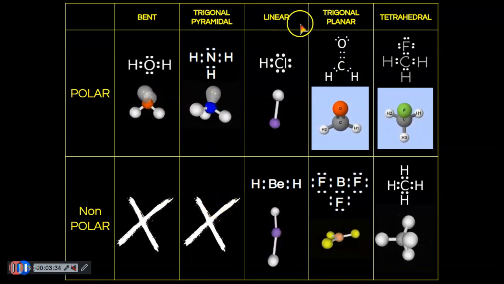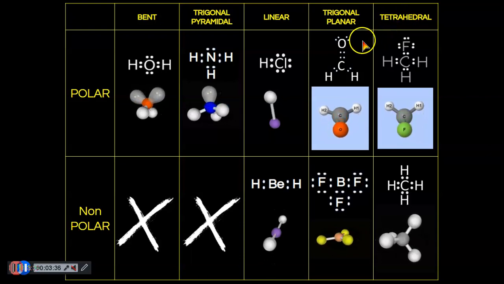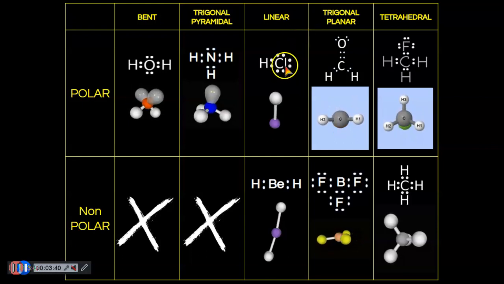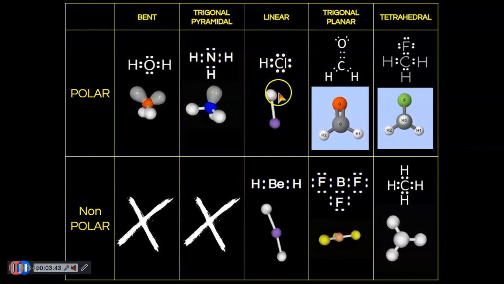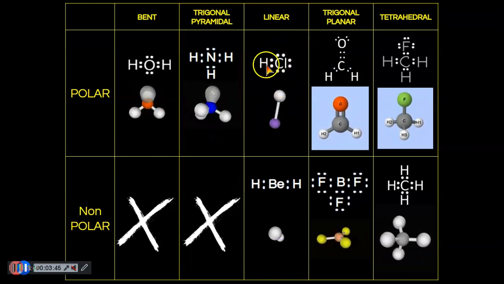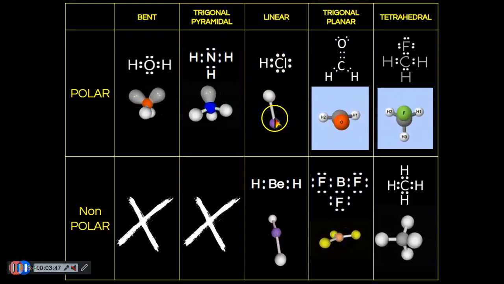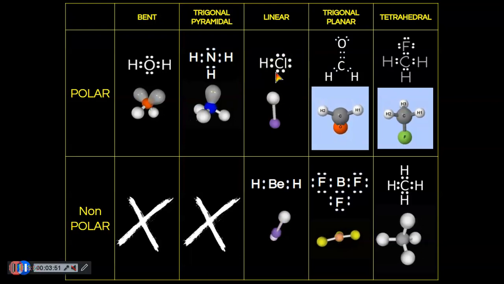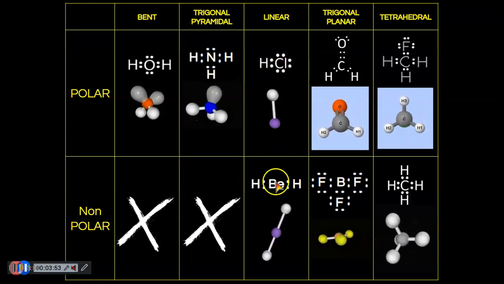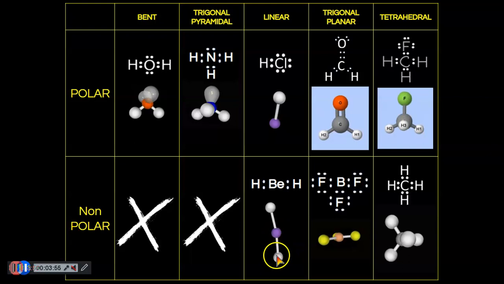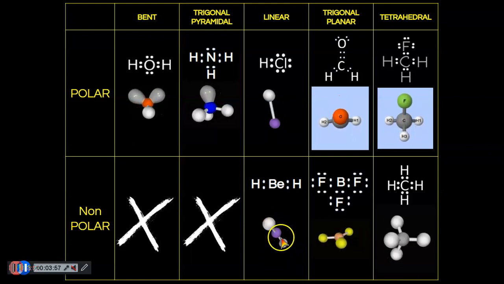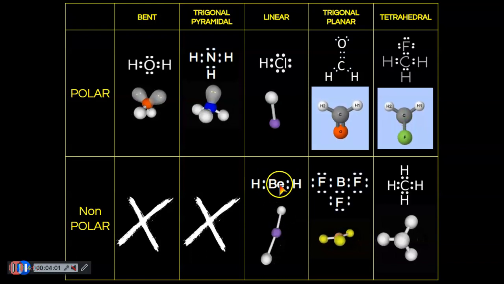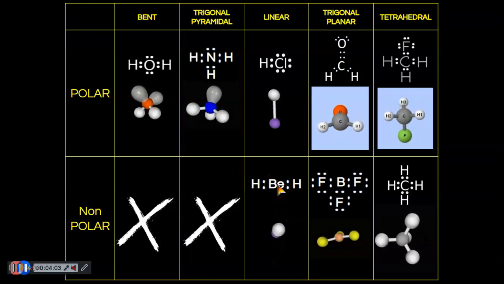They always are going to have a partially positive end and a partially negative end, okay? Now, the next 3 shapes could be either or. You have to look to see, are they symmetrical molecules or not? For this example, for linear, and we kind of looked at this one already, if you've got 2 different atoms, that's not symmetrical. So this would be a polar molecule. Now, this is an example of one that is nonpolar, because it's symmetrical, right? It's the same on both ends. So it's not going to have a positive or negative end, so it's nonpolar.